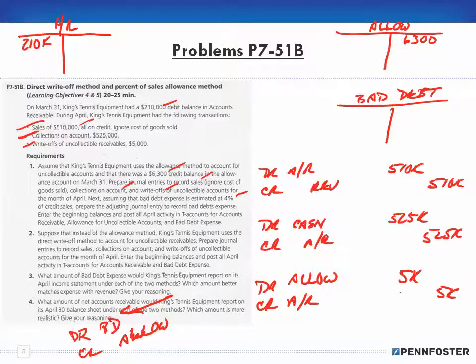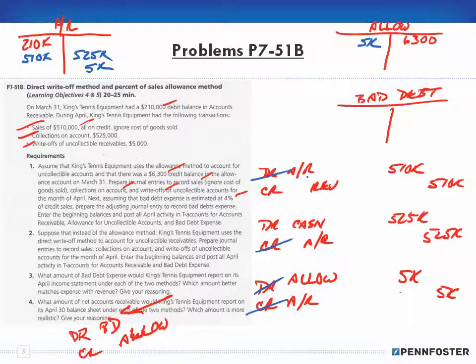So that's journalizing those. And when we go ahead and post them, right? So let me do this in blue. When we post to accounts receivable, I have a debit of $510,000. I'm not going to worry about the revenue account. I don't worry about the cash. I have a credit for $525,000. So that takes care of that one, and that takes care of that one. I have a credit for $5,000, and I have my allowance debit for $5,000.